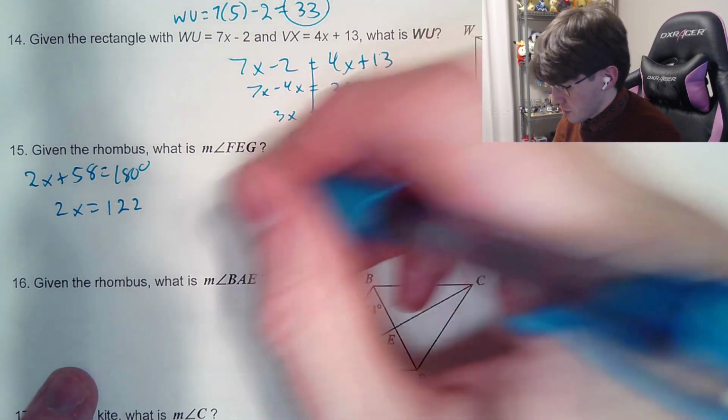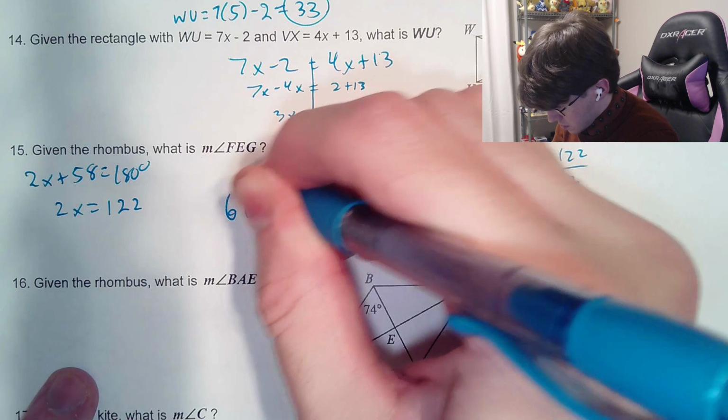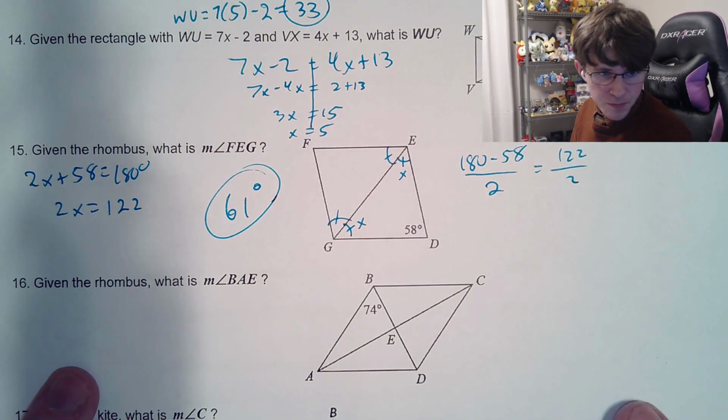All of them have to be the same. So we're going to get 61 degrees for all of them.